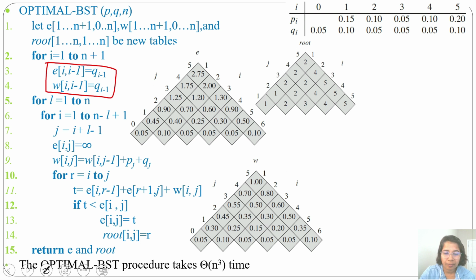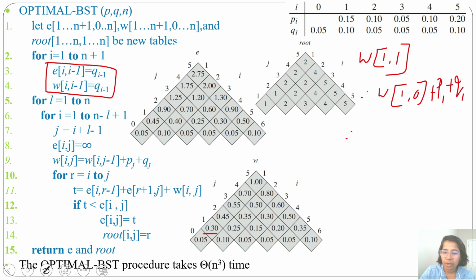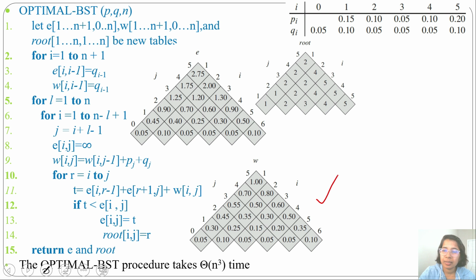So first fill the W table. W11 will be W10 plus P1 plus Q1. W10 is 0.05, P1 is 0.15, Q1 is 0.10. The sum will be 0.30. So W11 is 0.30. Like this, first fill the W table by using this formula: W[i,j] equals W[i,j-1] plus Pj plus Qj.